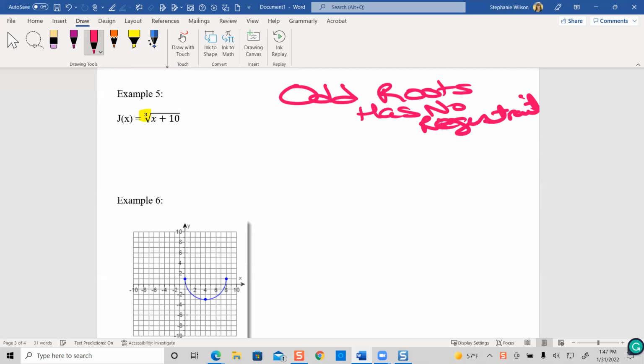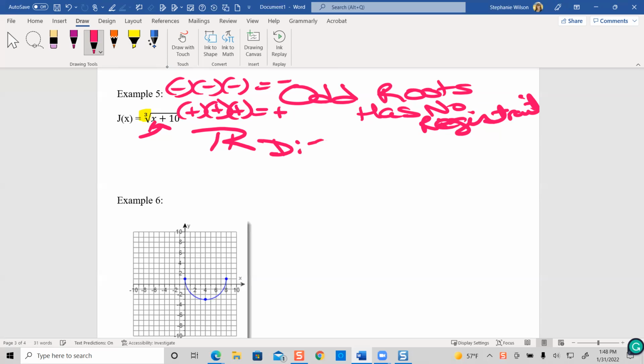Whoops, kind of got a little messed up there. But anyways, it has no restriction, meaning that I can multiply something an odd amount of times and come out with a negative answer. Or I can multiply something an odd amount of times and come out with a positive answer. So my answer that comes out of here can be negative or positive, whatever's inside there. So whatever I plug in for x, it doesn't matter. I'm always going to yield a real number. So its domain is negative infinity to positive infinity.